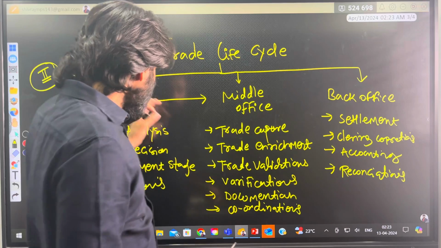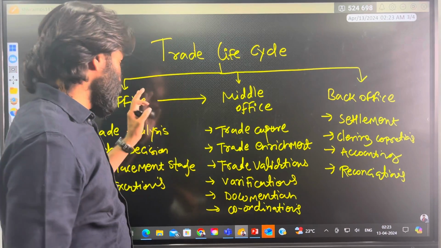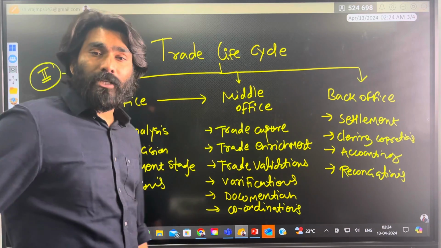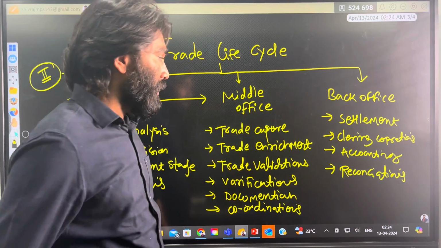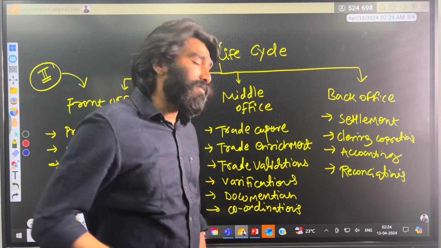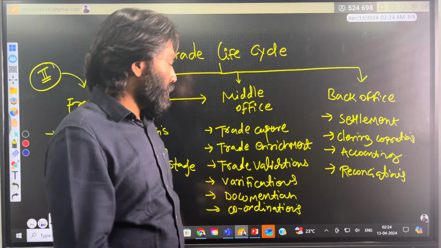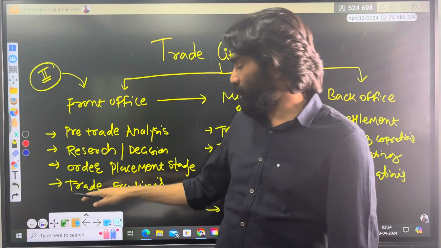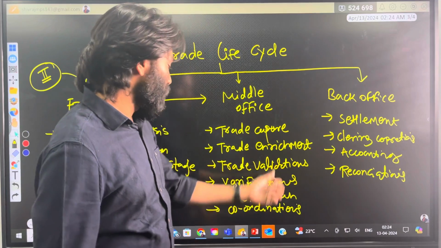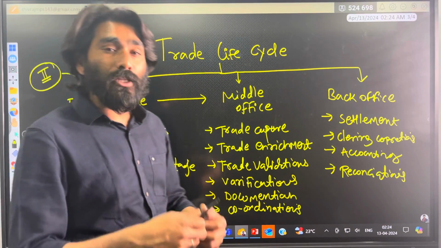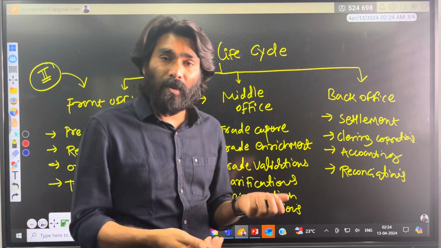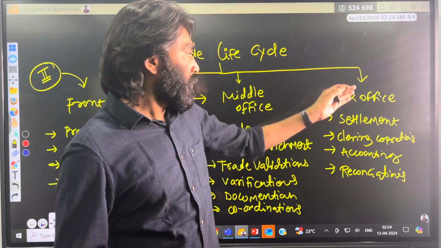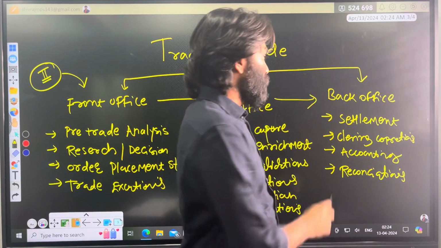After placing or executing trades on a stock exchange or exchange platform or in the OTC market, your middle office stage comes into the picture. In the middle office you would see the clearing agent platform, where you can capture the trade, enrich the trades, and validate the trades executed on a stock exchange. So the same details you can verify. Then you can also sign documents and coordinate with counterparties for settlement. Once your documentation and everything is ready, the next stage comes into the picture, which is back office operations.